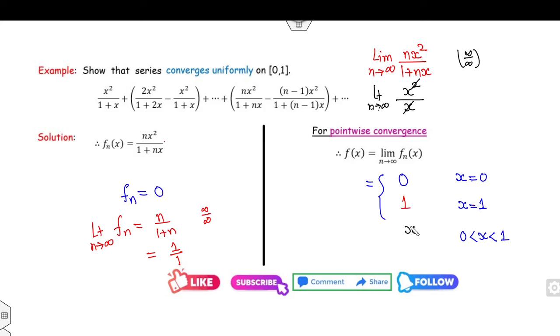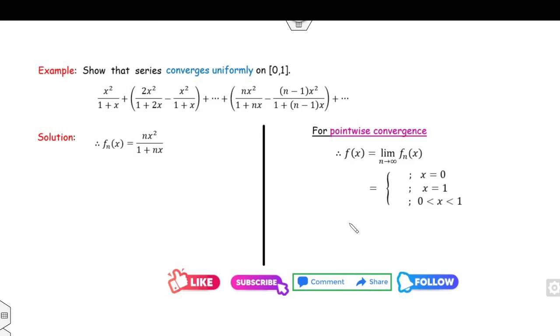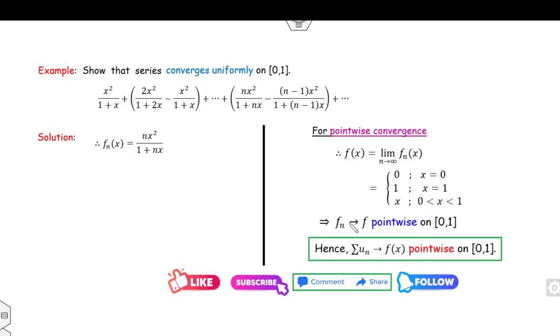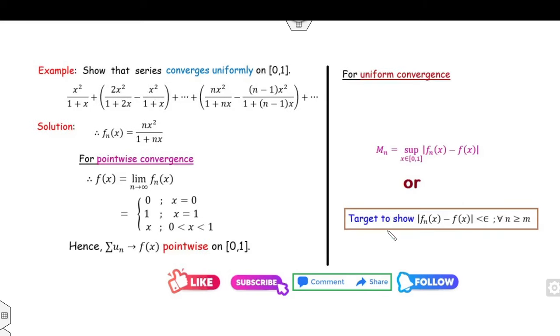Clearly, in all the cases the limits exist and are unique. Therefore, you can say the sequence of functions converges pointwise, and hence the series converges pointwise. Now, how can you check uniform convergence? We have two methods. I will explain this example by both ways, firstly with the help of the first method.